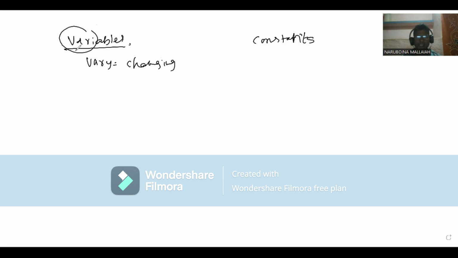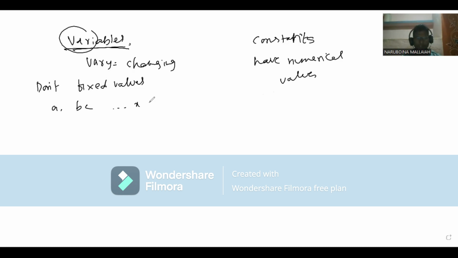That means these variables do not have fixed values. These are called variables, whereas constants have fixed numerical values. All English letters A, B, C, and so on, X, Y, Z are considered as variables, whereas all real numbers are considered as constants.